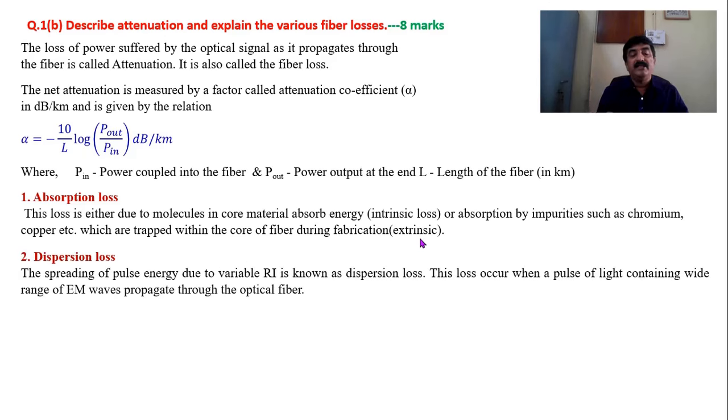Okay, now comes dispersive loss. The spreading of pulse energy due to variable refractive index is known as dispersion loss. As the light propagates through the optical fiber, it will spread due to variable refractive index. This is called dispersion, spreading loss. This loss occurs when light containing a wide range of electromagnetic waves propagates through the optical fiber. Of course, we are sending waves of different wavelength, different frequency. Therefore, there will be more loss. Right? This is dispersive loss. This is another loss. Explain briefly like this.